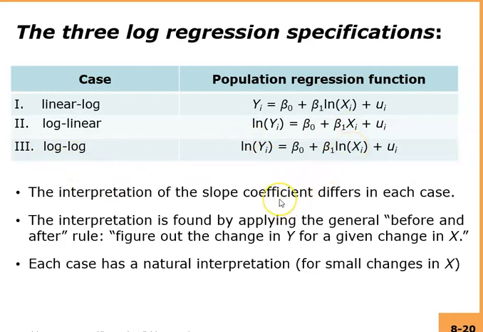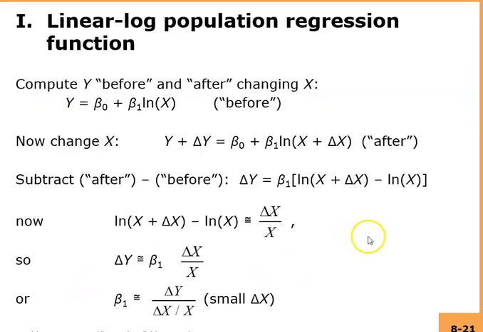The interpretation of the slope coefficient will be different in each of these cases, and we can figure out what the interpretation will be by using the before and after rule to find what the change in y is for a given change in x. So first of all, we will take a look at the linear-log population regression function, in which the x variable is logged but the y variable is not logged. So this is the before equation, and the after equation is as follows.